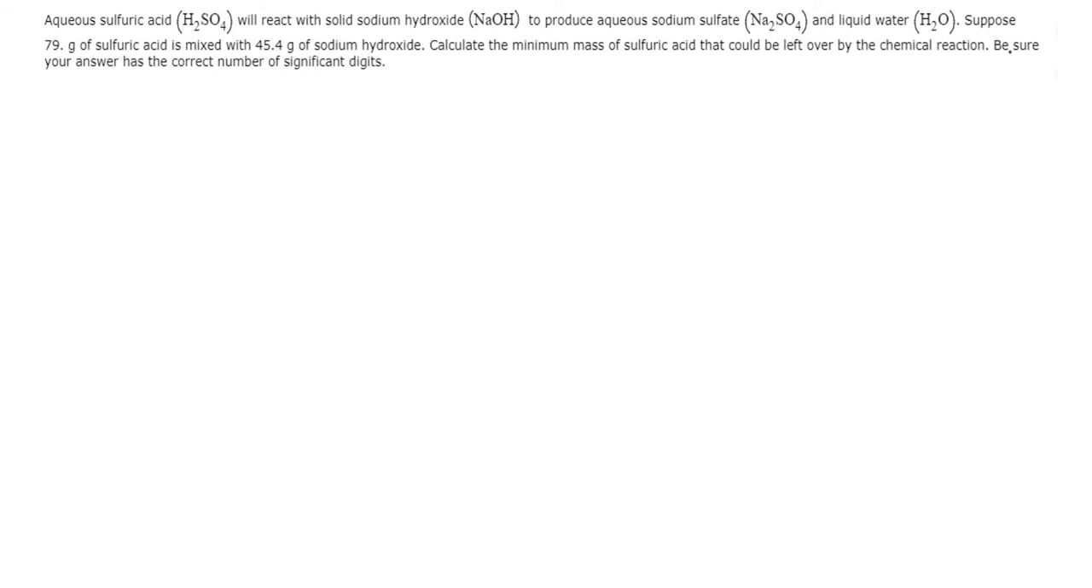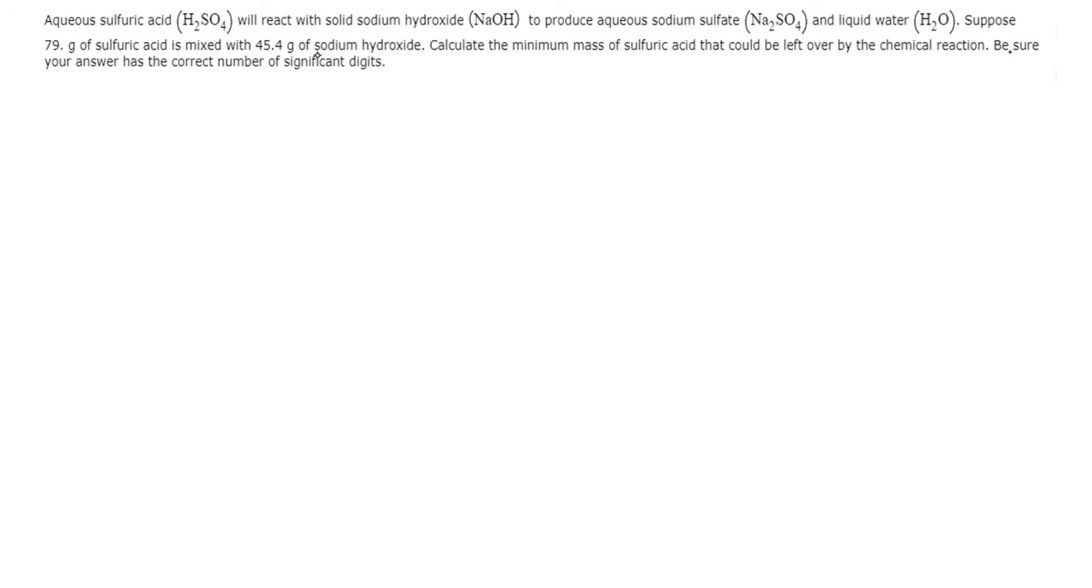Okay, let's see if we can't do one of these problems here. So we have this neutralization reaction where we have sulfuric acid reacting with sodium hydroxide, so acid-base, a neutralization type of reaction. And it's going to yield sodium sulfate and water. And we're given two starting masses for the reactants here, one for sulfuric acid and one for sodium hydroxide.